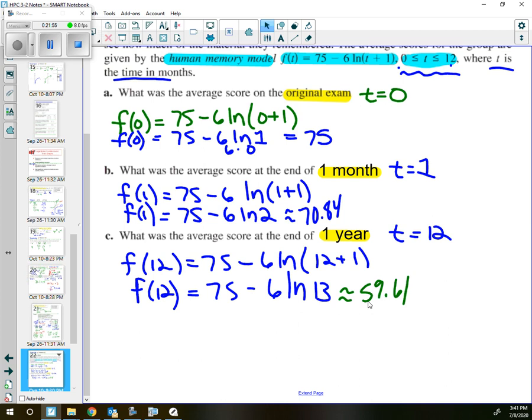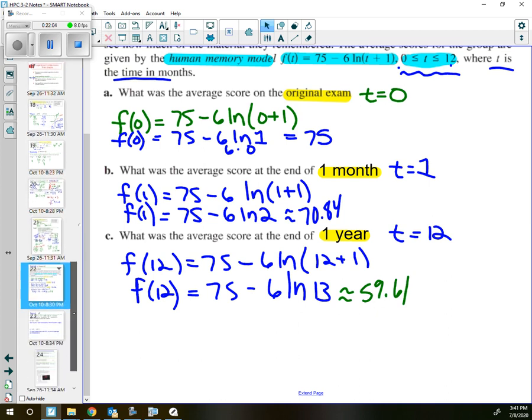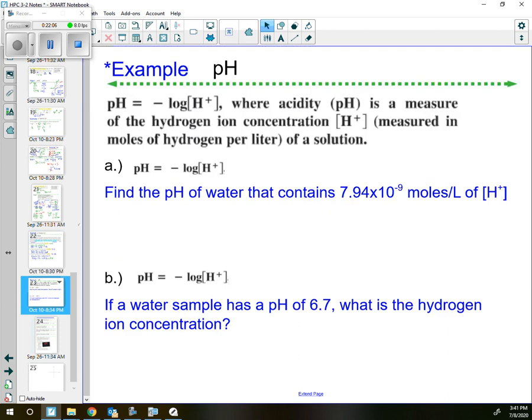But this is a log model. This is so cool that we can actually use logs to describe real life behavior. Those of you that take psychology, you'll learn lots more about that and how the brain works, and it's fascinating. Let's get into some chemistry.